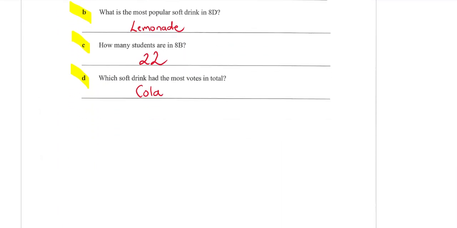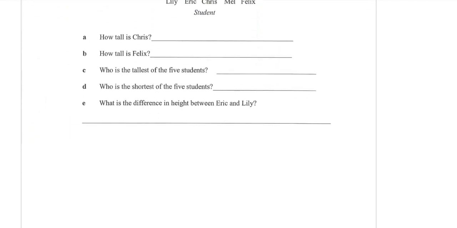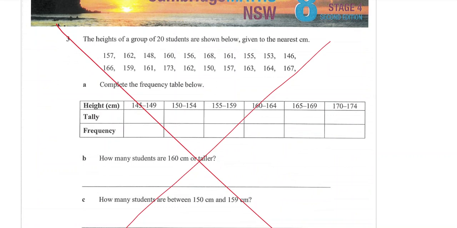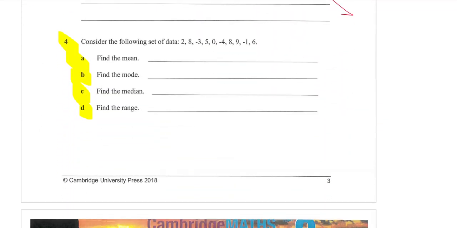All right, so question 2 I'm leaving for you. Here it is. Another one just answering questions on the column graph. Question 3 I've crossed out. We did do single set data, but we didn't do classes. So you won't need to do that, which is why that one's crossed out. Question 4. Consider the following data. Find the mean, mode, median, and range.